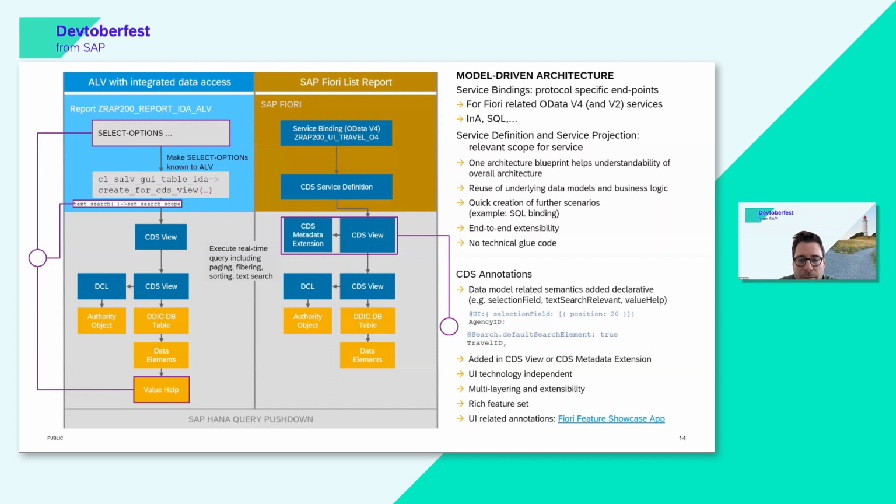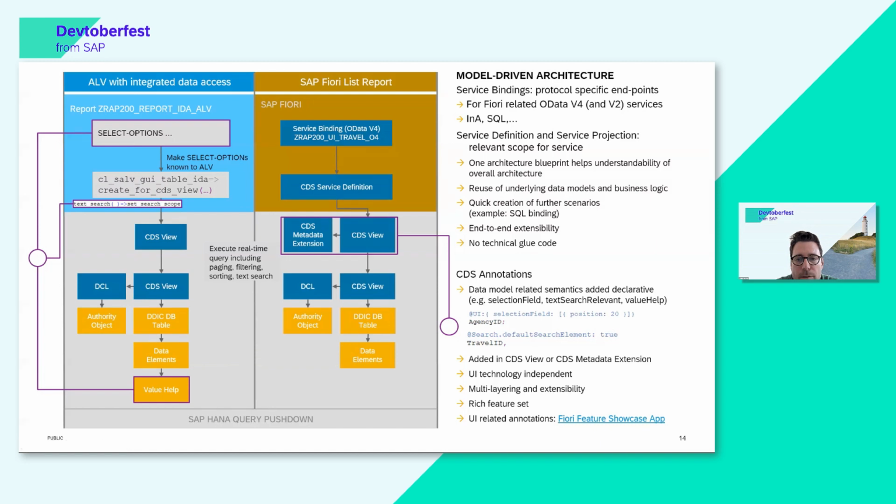And this we do in the backend, and we do it UI technology independent. So for example, we say, well, the agency ID should be shown in the UI as a selection field. And we say the travel ID, or maybe the description behind the travel ID, should be relevant for the default search, for the text search. And we do this by adding an annotation within the CDS view, or, by best practice, we put this UI annotation in the so-called CDS metadata extension. So we extract this information to a related artifact.